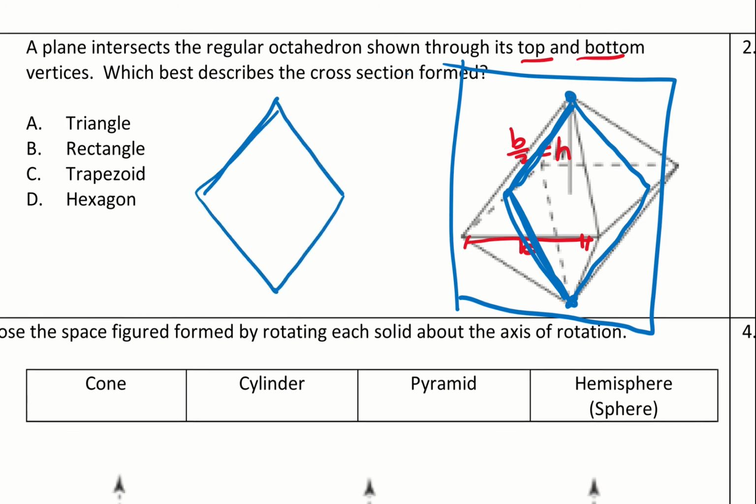So there's my cross section, and it looks like a parallelogram. And in fact, it is a parallelogram. What kind of parallelogram though? So it's definitely not a trapezoid, hexagon, or triangle. So by process of elimination, we could show that it's a rectangle. But let's go ahead and show you why this is the case.